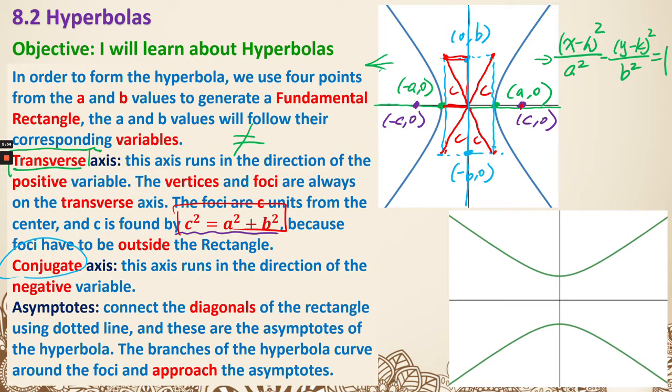We have asymptotes. Connect the diagonals of the rectangle using dotted lines, and these are the asymptotes of the hyperbola. An asymptote is a line that a curve will never actually cross. It's going to get super close, but it's never going to cross. The branches of the hyperbola will curve around the foci and approach the asymptotes. So my red lines are my asymptotes, and I can extend them in both directions right here.